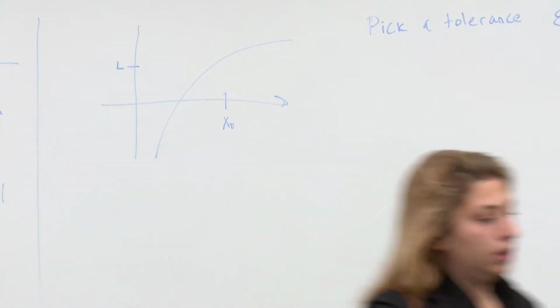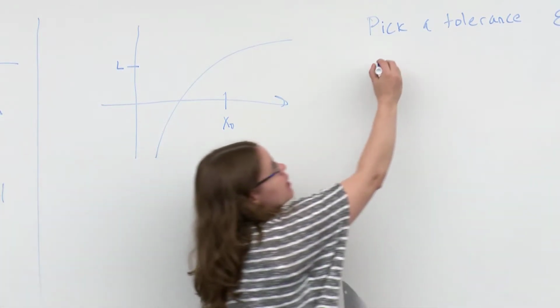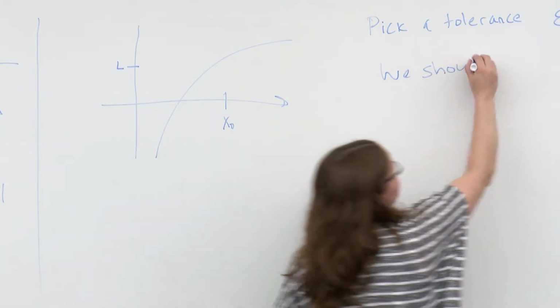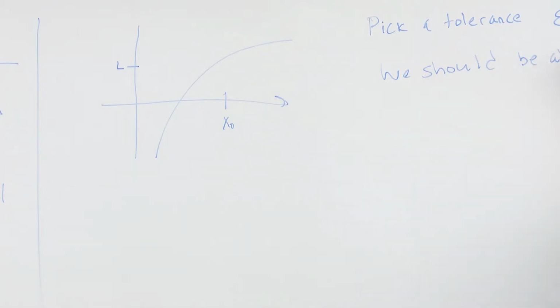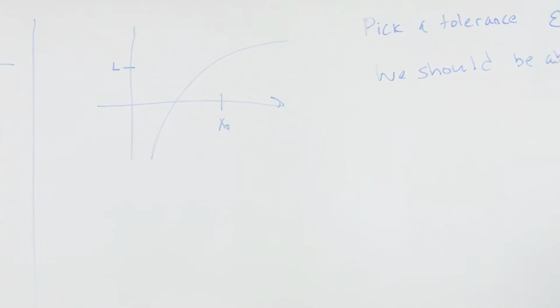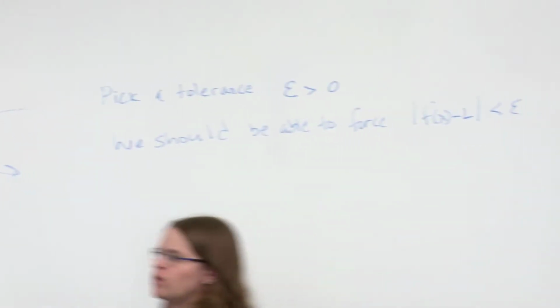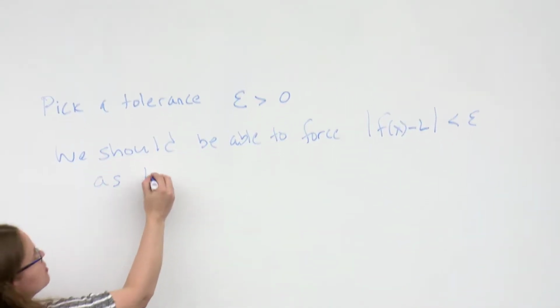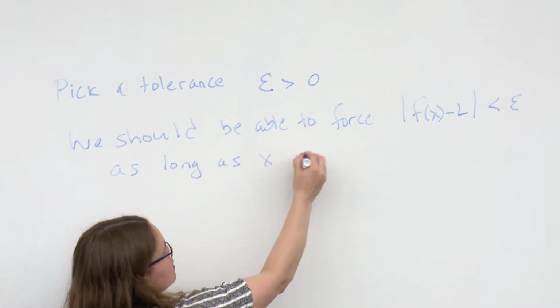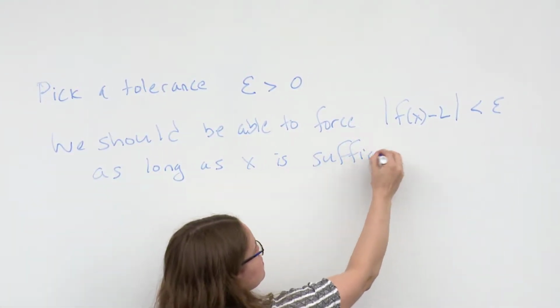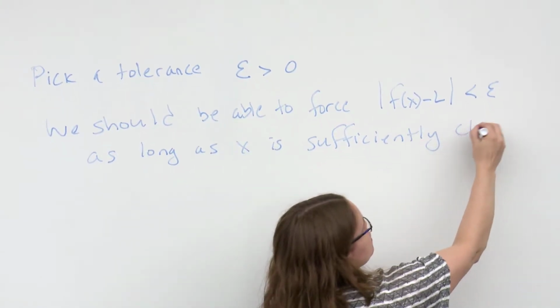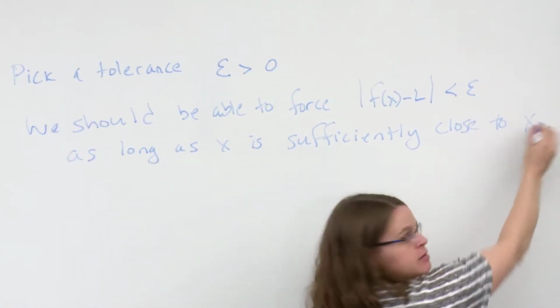OK, and what do we think? We should be able to force the absolute value of f of x minus L to be less than epsilon in magnitude, right? So f of x is very close to L. So if f approaches this limit L, we should be able to get this inequality to happen, as long as x is sufficiently close to x naught.